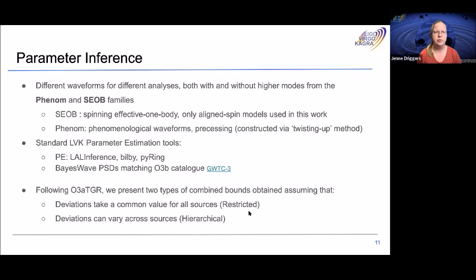And following our previous tests of general relativity papers, we provide two types of bounds. In addition to providing bounds for each individual event, we combine the bounds between events to try and get better constraints on deviations. The two different assumptions that we make and present are deviations can take the same value for every source, and we call that the restricted deviation assumption combination, or we also present results where deviations can be different for each different source, and that is the hierarchical combination.